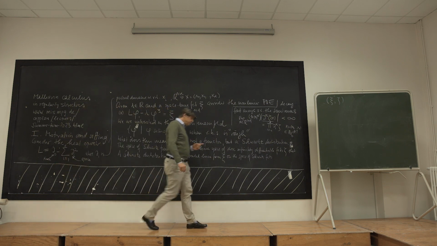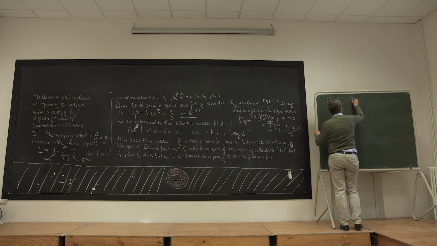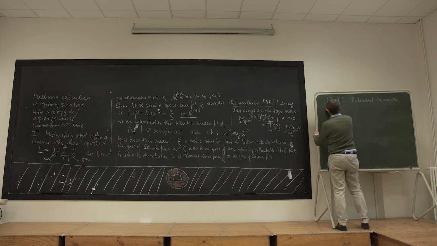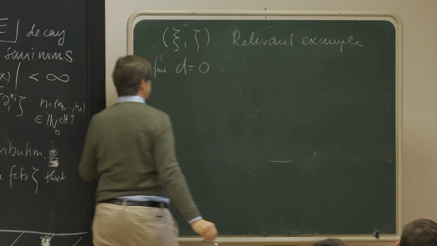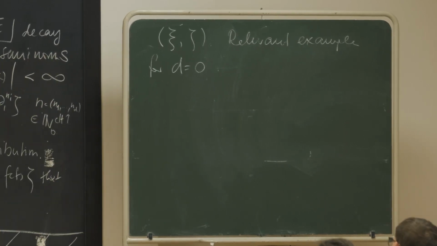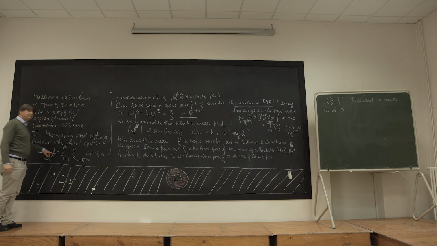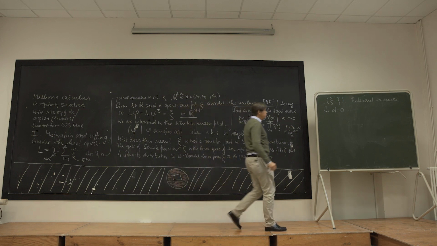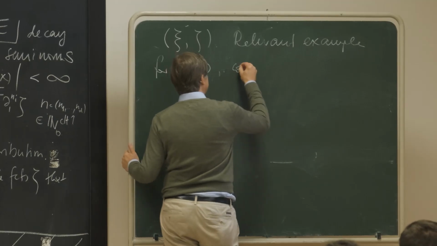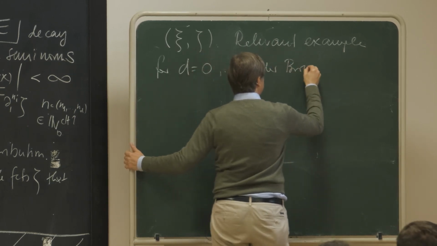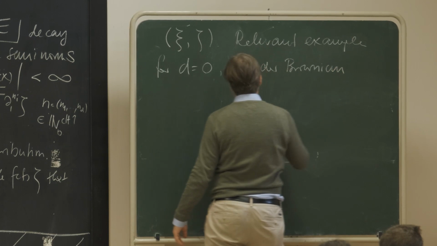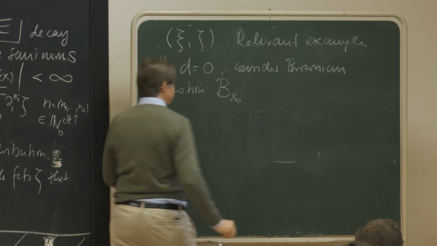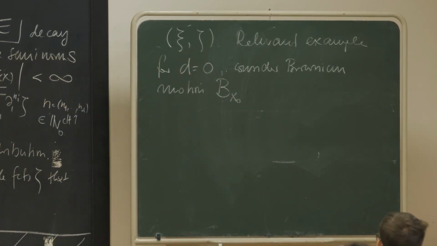And now let me right away give a relevant example, for d equal to 0. d equal to 0 sounds a bit strange, but that essentially means we just have the time variable, so it's meaningful. We're in a one-dimensional setting. So for d equal to 0, consider Brownian motion B, which we consider as a function of x0, our time-like variable.